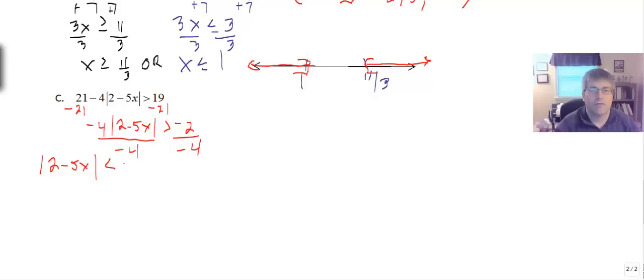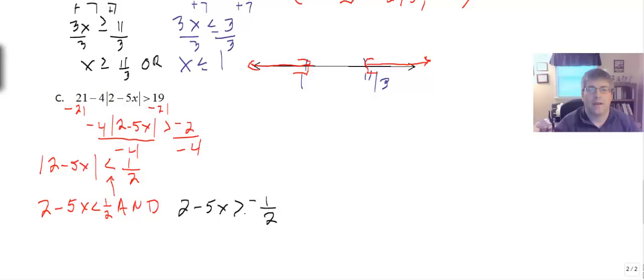Now, since I divided by a negative, I've got to flip the direction of my inequality. And negative 2 divided by negative 4 is 1/2. So the absolute value of 2 minus 5x is less than 1/2. So since it's less than, this is an AND problem. And I'm left with, so I drop my absolute value bars. 2 minus 5x is less than 1/2. And 2 minus 5x, drop the absolute value bars. I flip the direction of my inequality. I take the opposite sign, and I get negative 1/2.